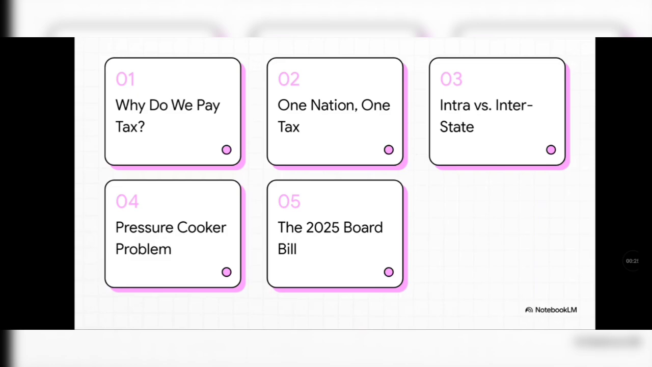We're going to start with the absolute basics, like why do taxes even exist? Then we'll get into the big idea behind GST. From there, we'll nail the core concepts, intrastate versus interstate transactions. And to wrap it all up, we're going to apply everything we've learned to solve two real-deal exam problems, including one straight from a recent board paper.